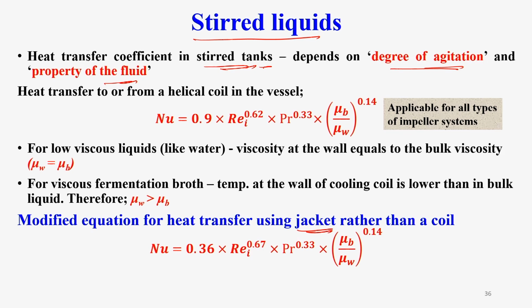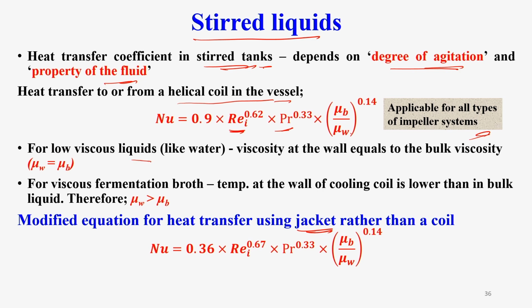So in this correlation, if you just see heat transfer to or from a helical coil in a vessel, here we are calculating the REI, the impeller Reynolds number, the Prandtl number, and the same terminology is there. Mu b upon mu w, where mu b is viscosity in the bulk and mu w is viscosity at the wall, to the power 0.14, and this is applicable to all types of impeller system.